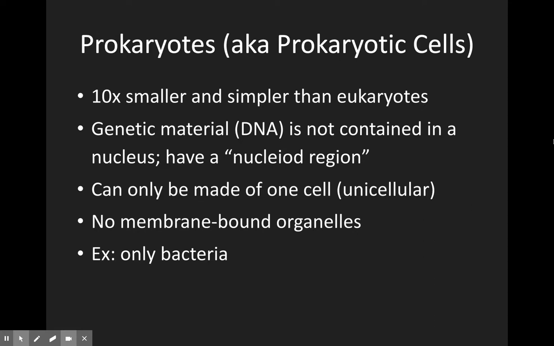So prokaryotes, they are 10 to 100 times smaller and simpler than eukaryotes. We talked a little bit about that already. They have the genetic material, but it's not contained in a nucleus. Instead, they have something called a nucleoid region. So in a prokaryote, there's no nucleus, so the DNA is just kind of floating around in the cytoplasm. These prokaryotes can only be made of one cell. So prokaryotes are unicellular organisms, and there are no membrane-bound organelles within a prokaryotic cell.